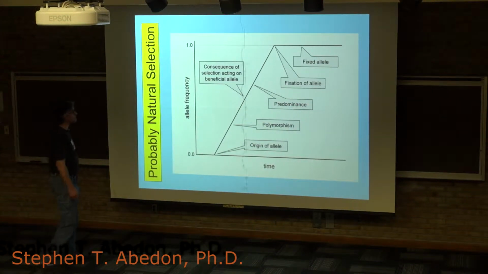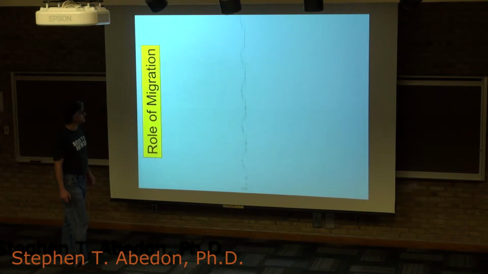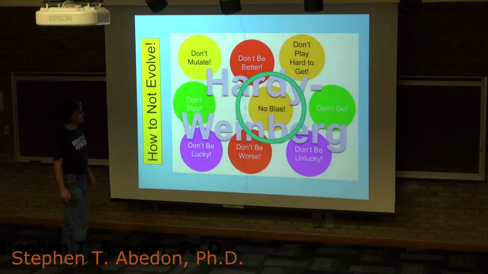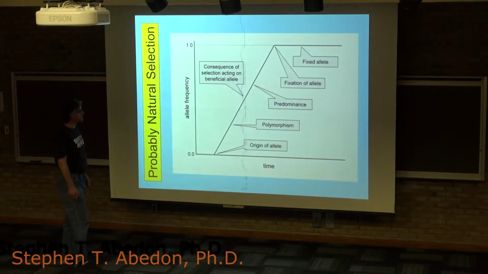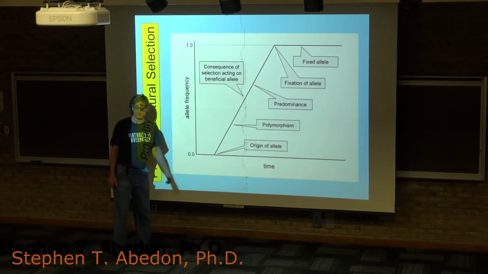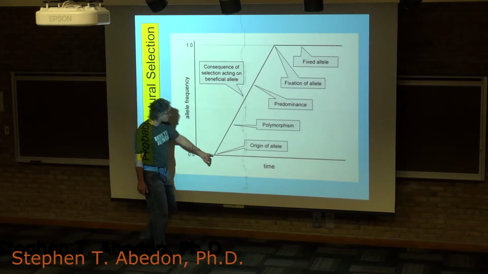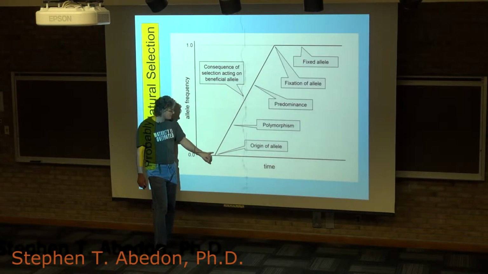So looking at the same thing we just looked at. Here we're looking at it in a slightly different way, but very much from the perspective of natural selection. So we have this potential for an allele to come into the population by mutation or migration.